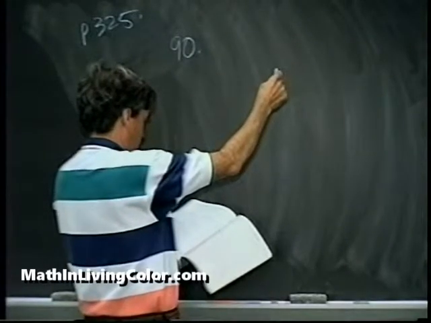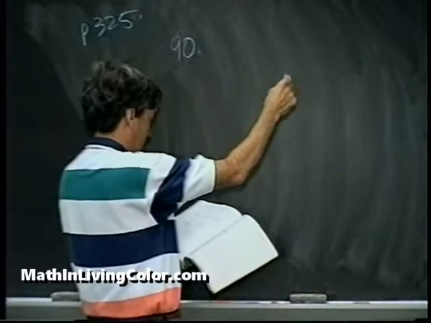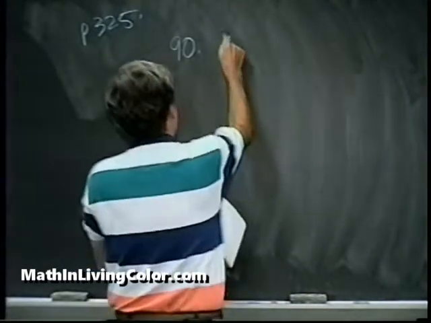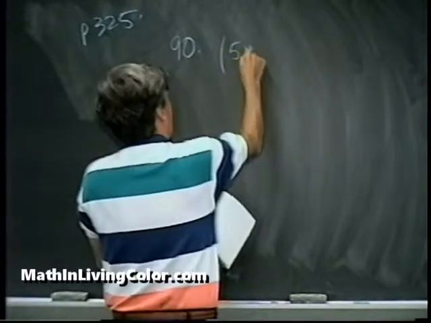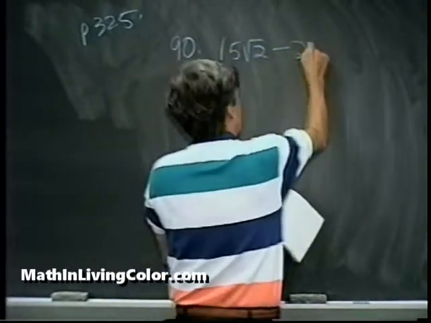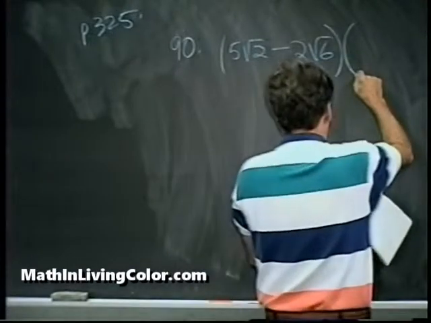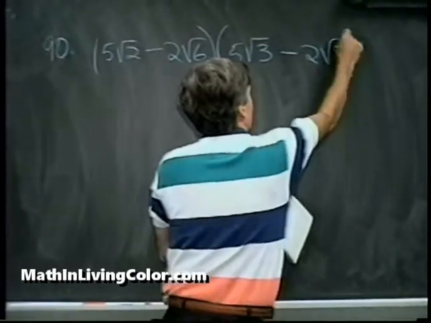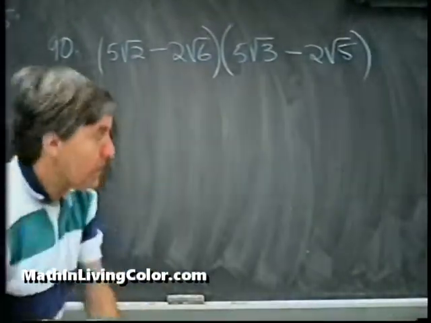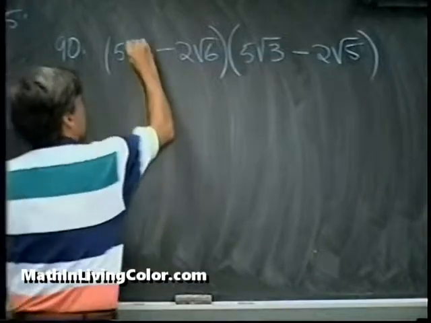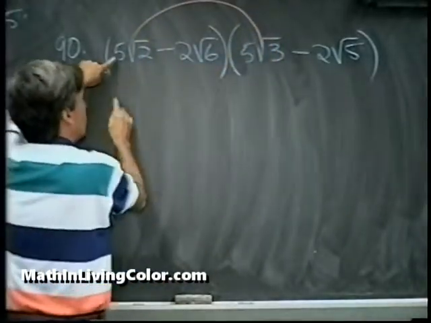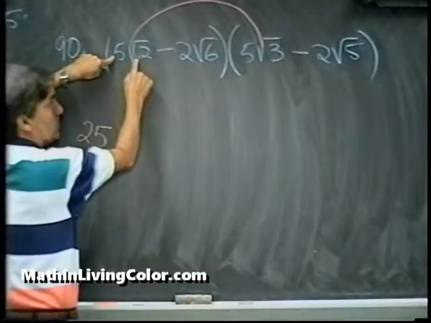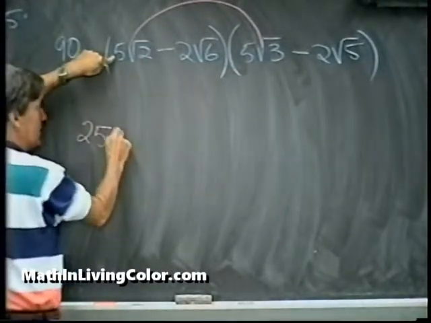No, I don't want to do number 90. Number 90. Yeah, I'll do number 90. It has 5 square root of 2 minus 2 square root of 6 times 5 square root of 3 minus 2 square root of 5. Okay? So what I want to do here is multiply the first times first. And the first times first would give you 5 times 5 is 25 square root of 6.